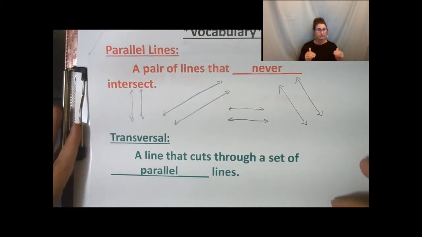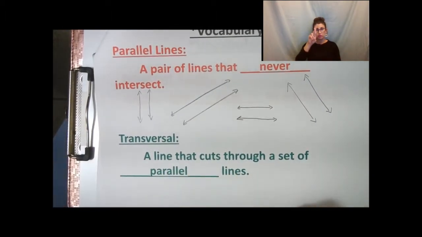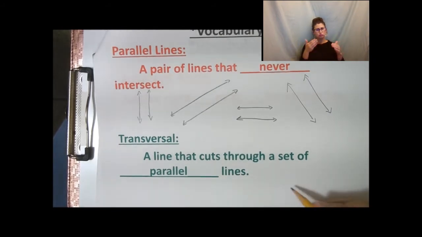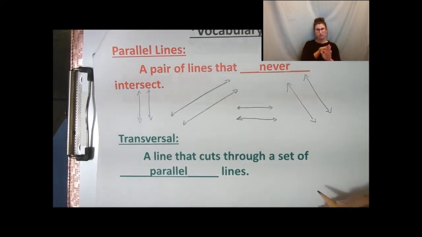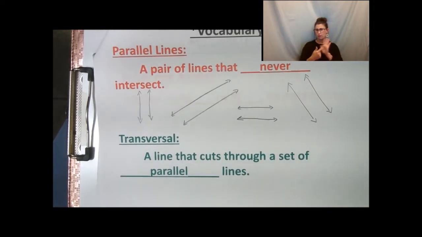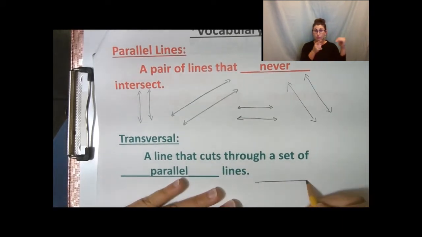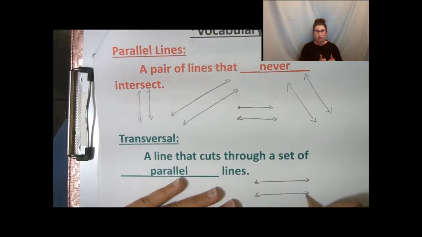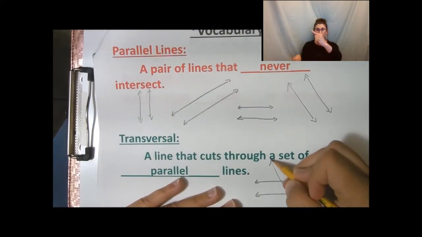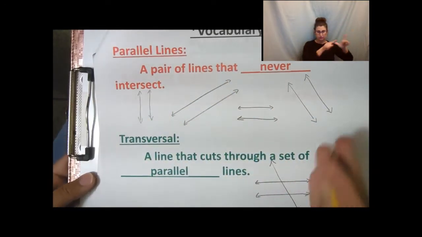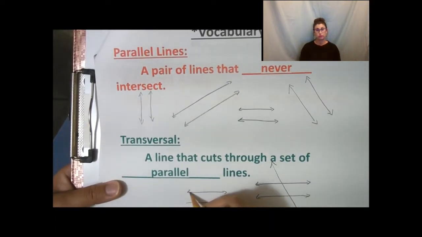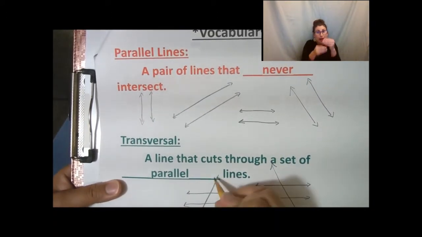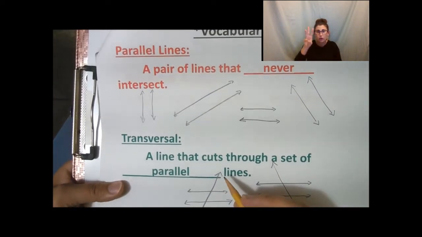Transversal: a line that cuts through a set of parallel lines. So go ahead and draw for me what you remember me explaining a couple pages ago. Hopefully you drew a set of parallel lines and a line going through it. It could be going down from left to right or up from left to right, it does not matter. But make sure you draw arrows at the end of your lines, because these are lines, and lines go on forever.